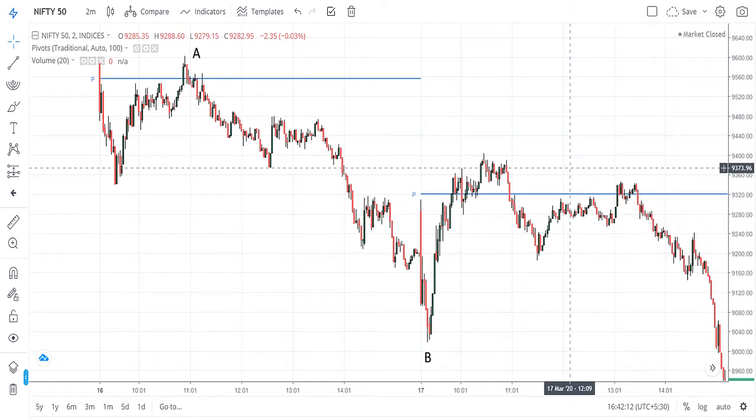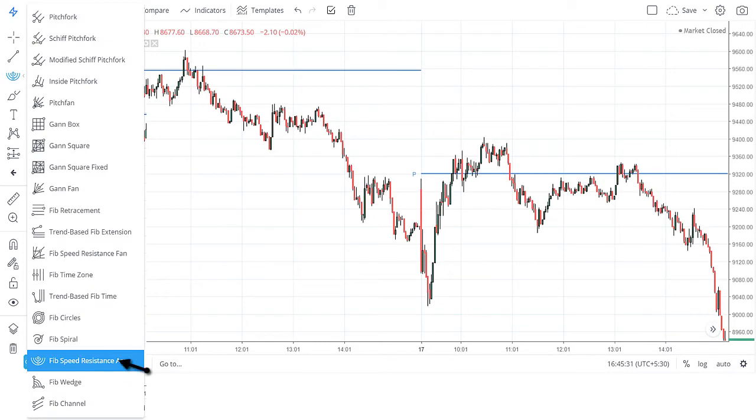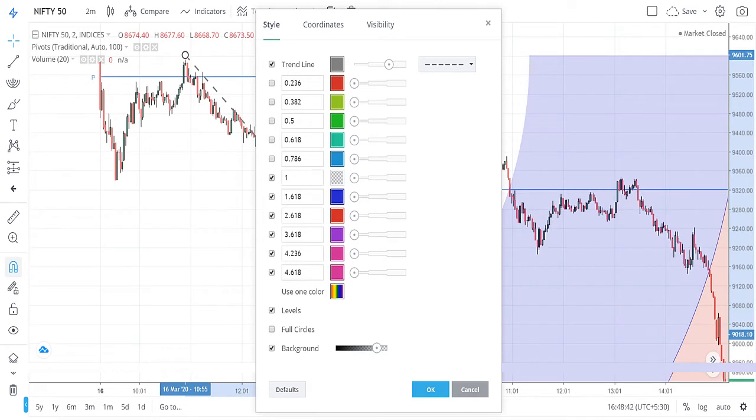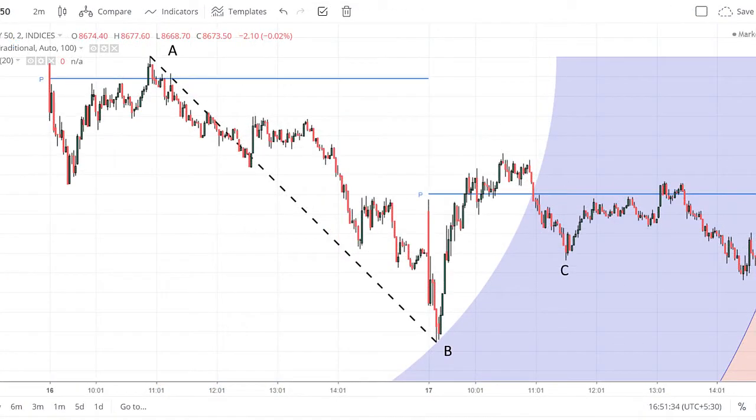In front of you is a 2-minute chart of Nifty in downtrend. The price move from point A to point B is our trending move. First, select the Speed Arc tool from the Geometric Tools section. Then, turn magnet on and draw a line between point A and B. Take a careful look at the settings that you need to set up on Speed Arc. Your trend line should be thicker and you should have the 1 and 1.6 boxes checked. We will not need other parameters. Once everything is done, you will see the Speed Arc formed on the chart.